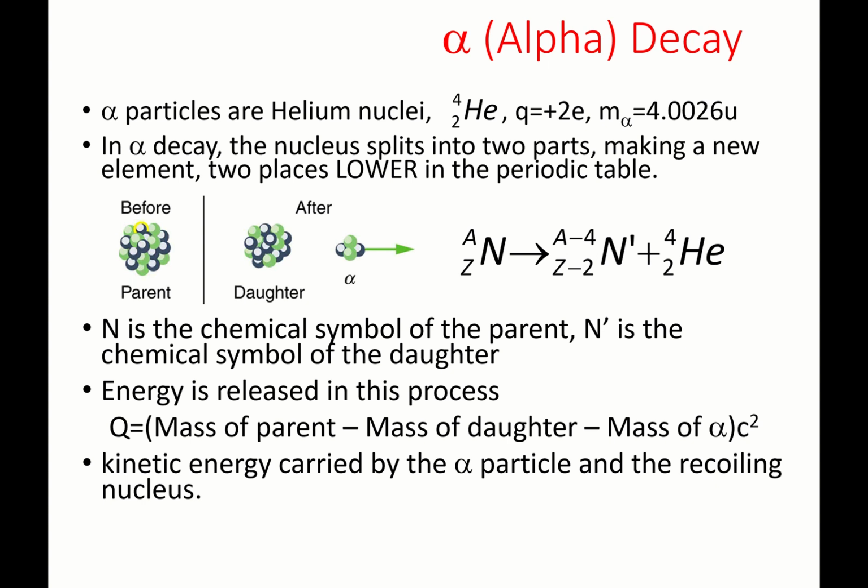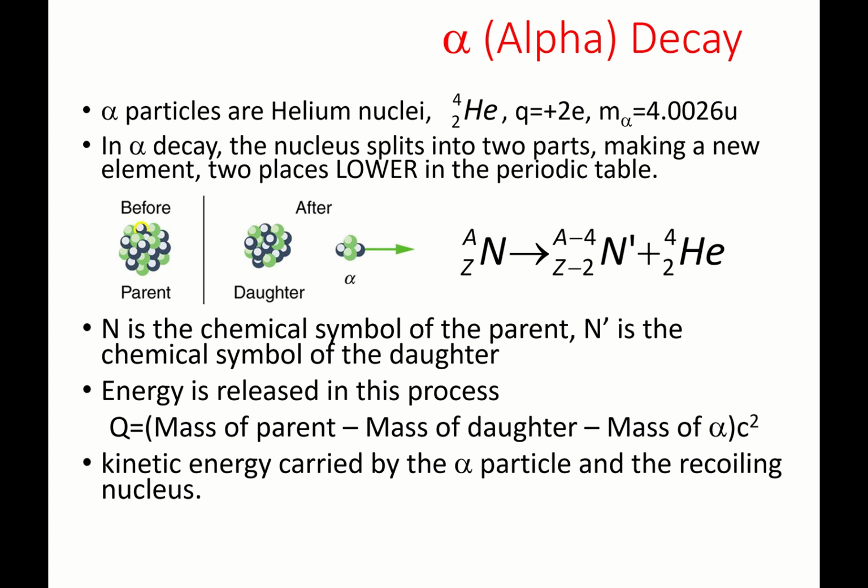It's got 4 nucleons in it, and it has a charge of +2 times E. So in an alpha decay, what happens is that an unstable parent nucleus splits into 2 parts. And as it splits into 2 parts, the parts it splits into are a big nucleus plus an alpha particle.